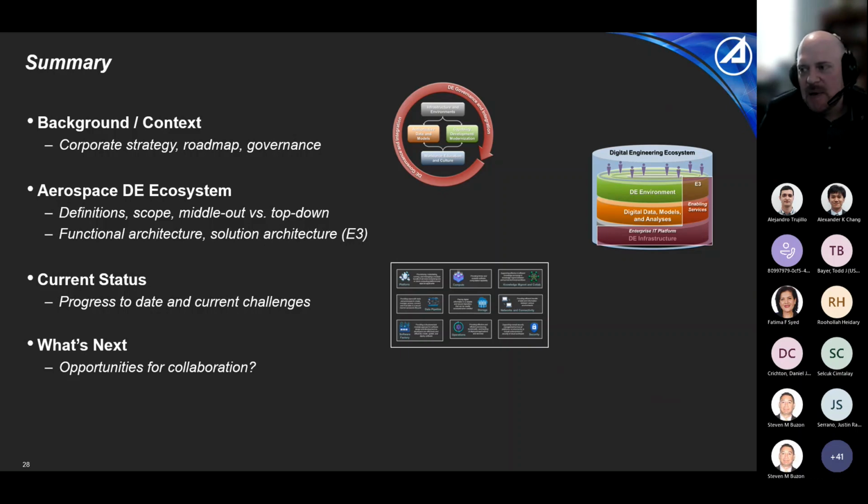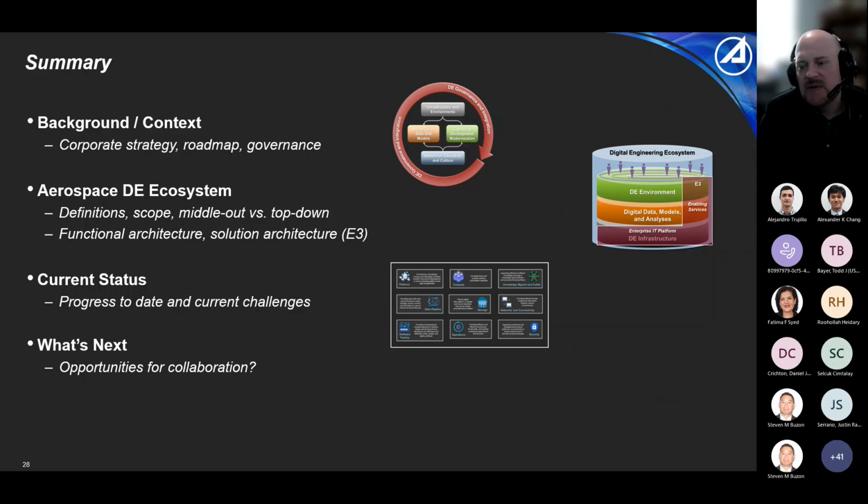So in summary, I talked about the importance of understanding the background and the context for a digital engineering ecosystem. This is not something you can effectively achieve in isolation. It has to be done as part of a harmonized strategy with a whole bunch of other initiatives, especially how you're going to govern this. Do you have the right resources? Is the organization committed to this from a strategic perspective? Do you know why you're doing it? And all of that kind of stuff has to be aligned as well.